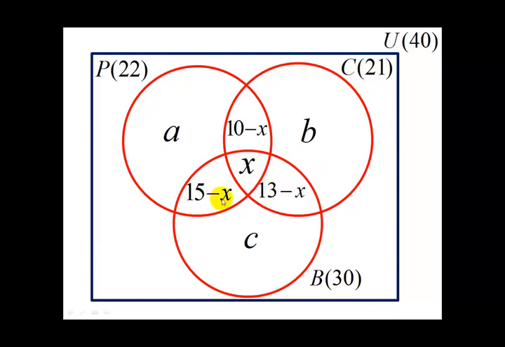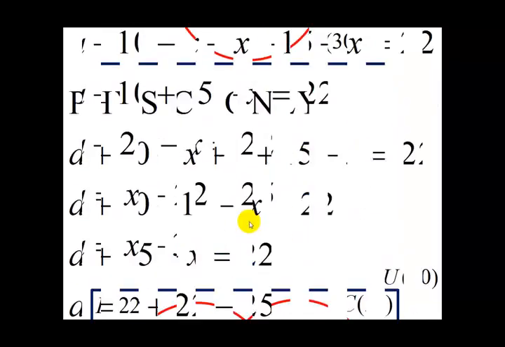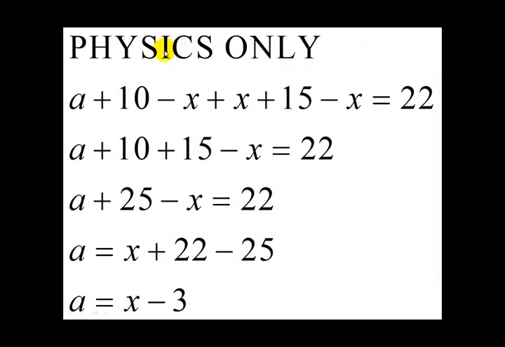15 minus x plus 30 minus x plus c is also equals 30. And so let's see how best we can find students who read only physics, only chemistry, only biology. Now, physics only. A plus 10 minus x plus 15 minus x is equal to 22.